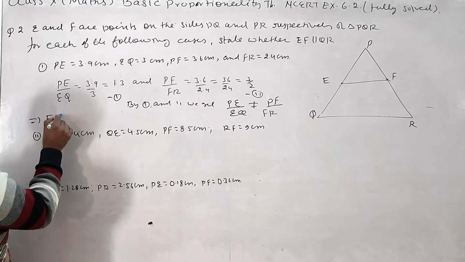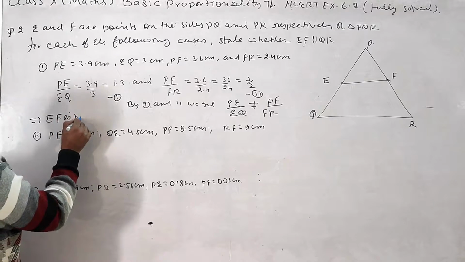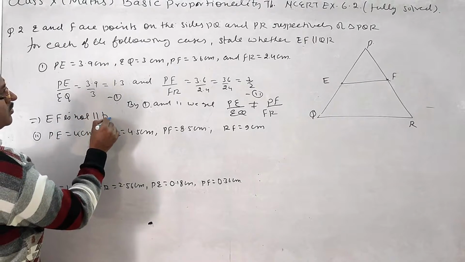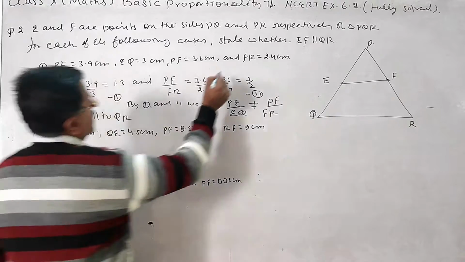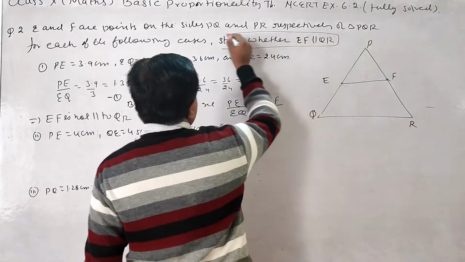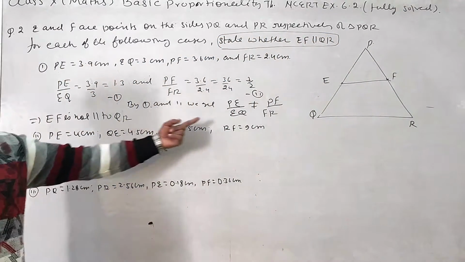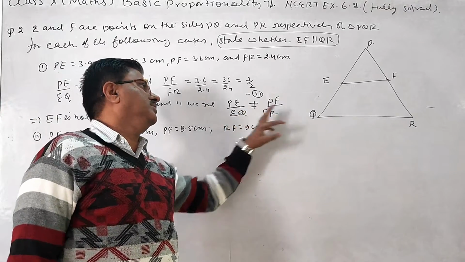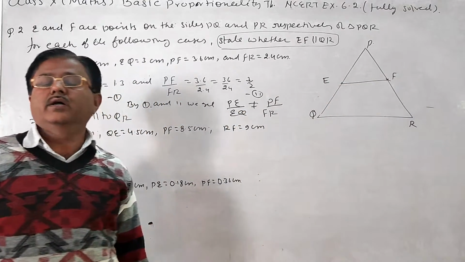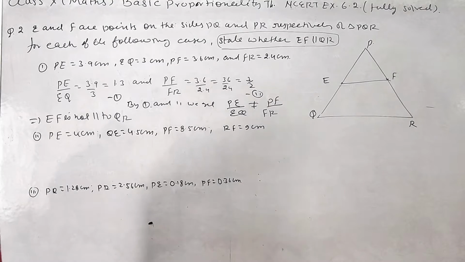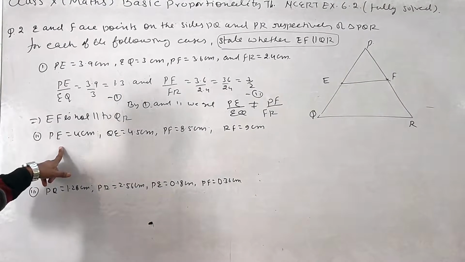So we can say here EF is not parallel to QR, because our target is to identify this. If this ratio is equal, then by converse of BPT we say this is parallel. Otherwise, not. Clear? Similarly, in the second, PE is given.